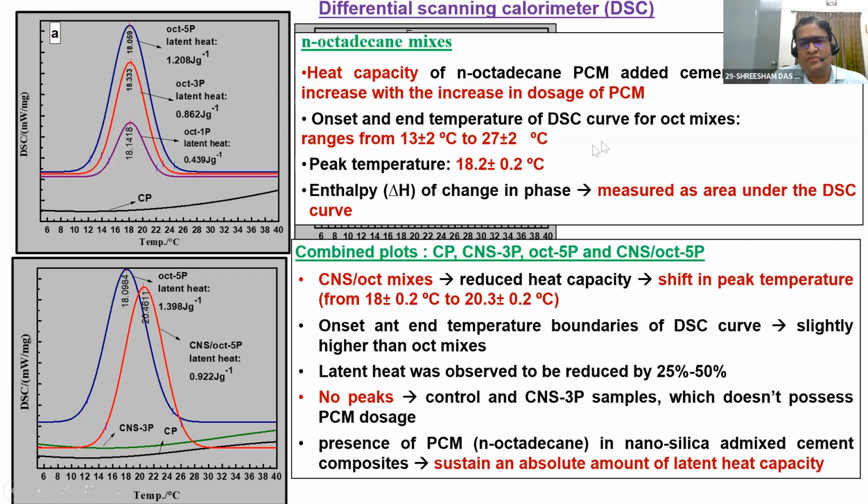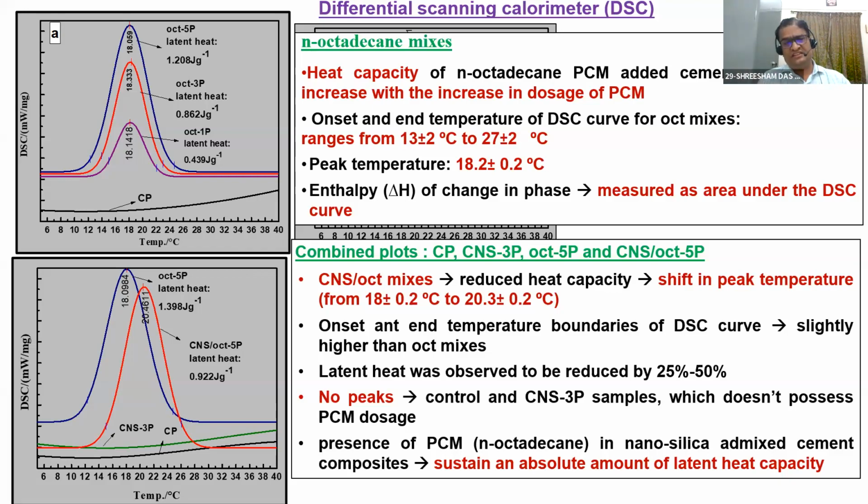So what have we realized? Well, if you are going ahead with only PCM, also fine. You can absorb sufficient amount of heat. But if you want to make your material a high performing material, that is nanoparticles plus PCM, you are also able to absorb the heat. But we have realized latent heat was observed to be reduced by 25 to 50 percentage. So it is fine. So when I'm adding the nanoparticles, the heat absorbance is reducing, but it is not reducing to zero. It is able to absorb a substantial amount of heat. So you have to choose.